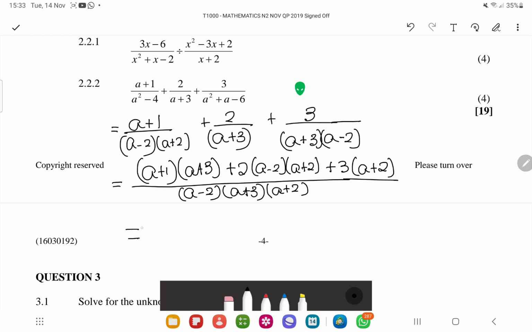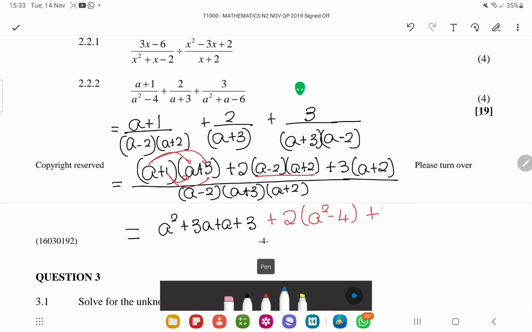Then when we get to this stage, what we are going to do here is to remove the bracket. That will be a squared, we're removing the bracket, plus 3a, then plus a, then plus 3. Then we are working with the first one here. Then the second one, we have plus 2. So now here, this is a difference of 2 squares. If it's a difference of 2 squares, automatically that will be a squared minus 4, because that's a difference of 2 squares.